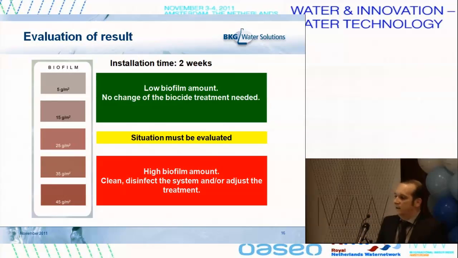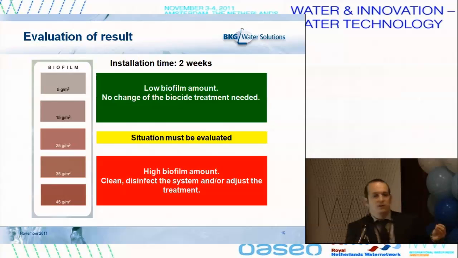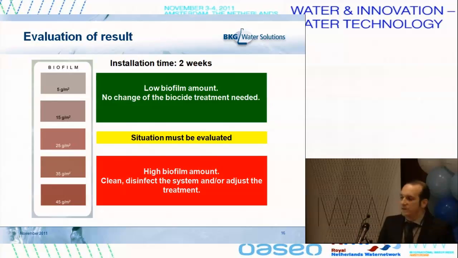And this coupon, you use like a kind of pH paper. So you compare it here on the left with the scale, which for you are different black colors, but for me it's red. So you compare it, and then you can see, okay, it's green, so low biofilm amount, no action needed, or you're just in between, that the situation must be evaluated carefully, or you have a high biofilm amount and disinfection or a cleaning is definitely needed.